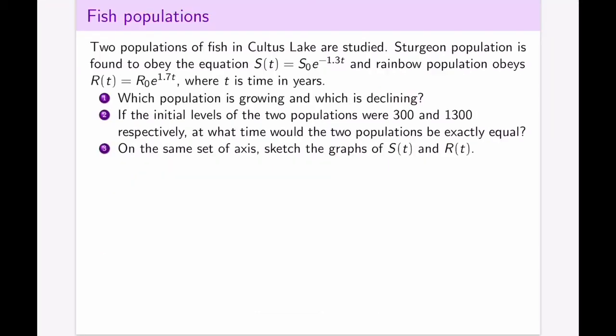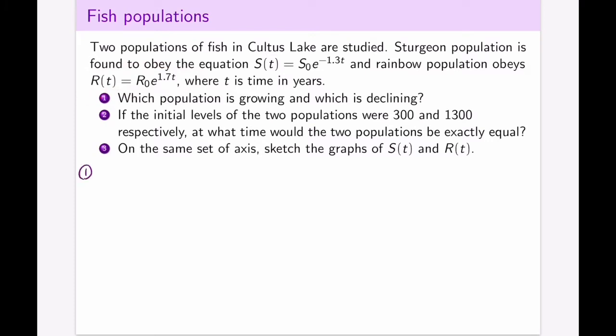In this next example, we will use the basic population model to compare two populations. In this case, there are two populations of fish in Cultus Lake. The sturgeon population is described by this population model, and the rainbow trout population obeys the following equation. So we have a few questions concerning these two populations. Which of them is growing and which is declining, if any?